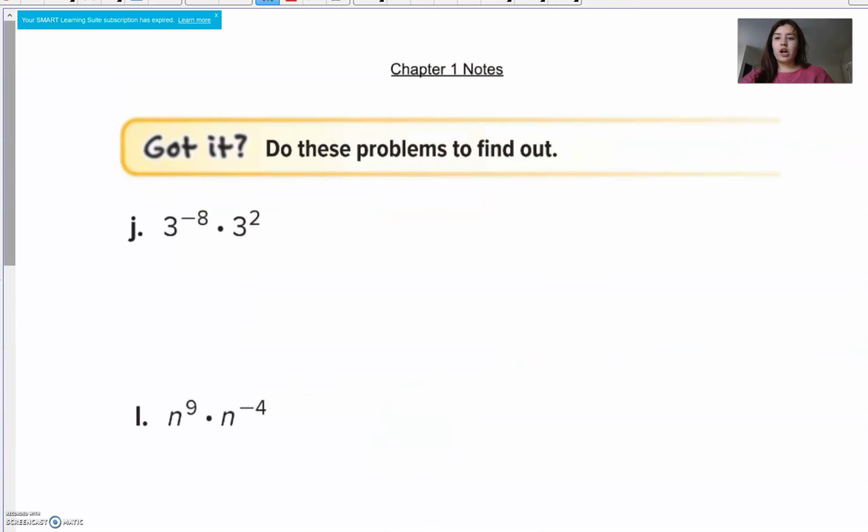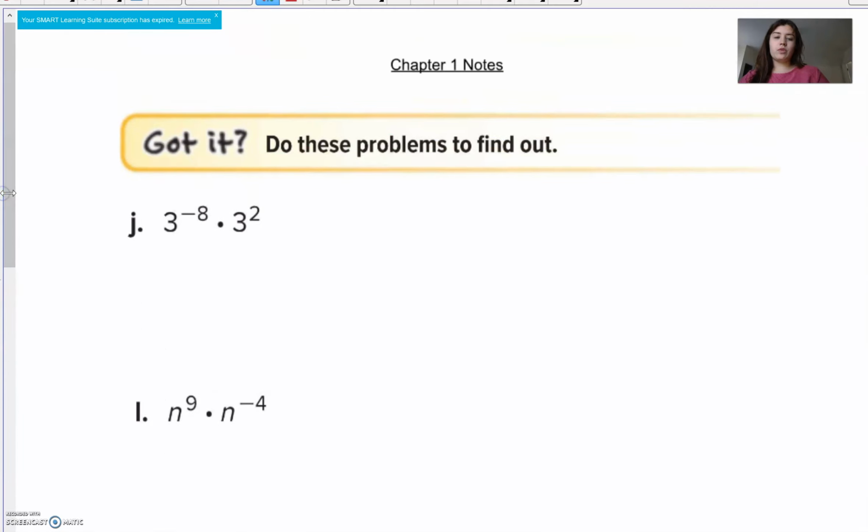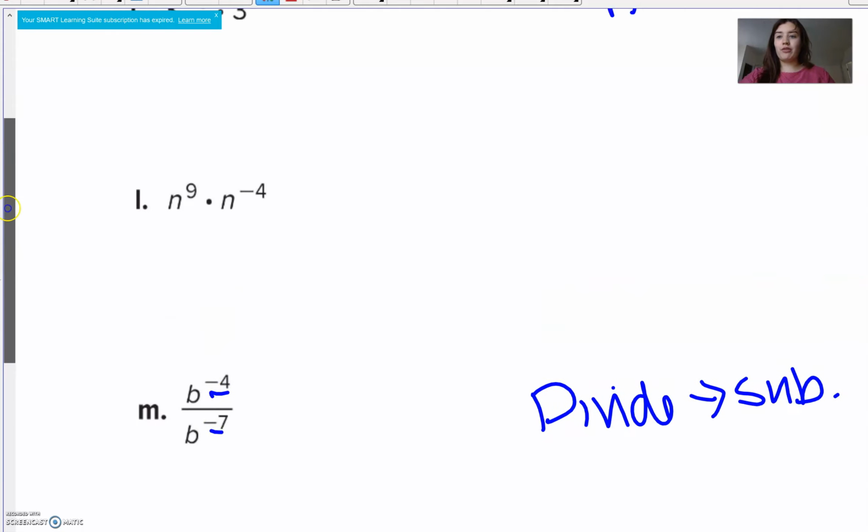So you guys are going to work on J, I, and M. Remember, multiplying exponents means that we add them, and dividing means we subtract them. Make sure you pay attention to your signs and you do the math carefully.